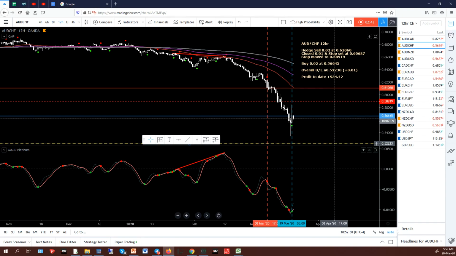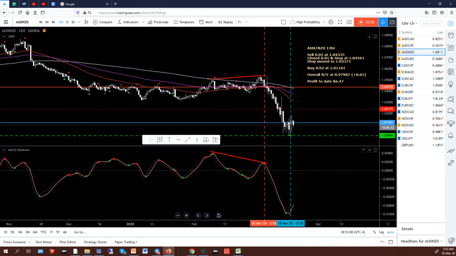So my break even levels are these yellow lines. As long as price stays above that, I can't lose on these trades combined. That makes sense because I'm positive. So I've got to stay above that yellow line and I'll be in positive territory for both trades.